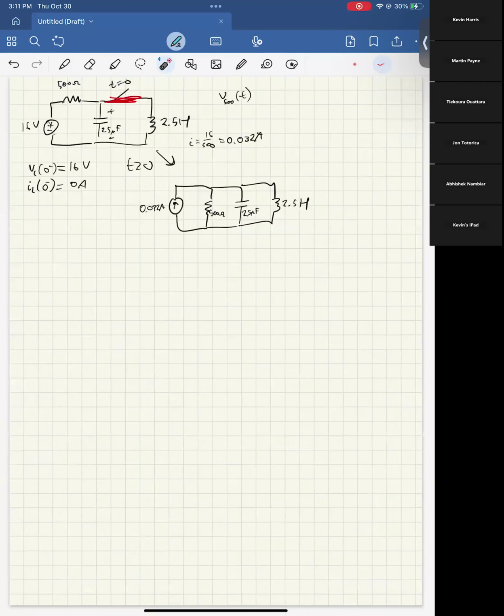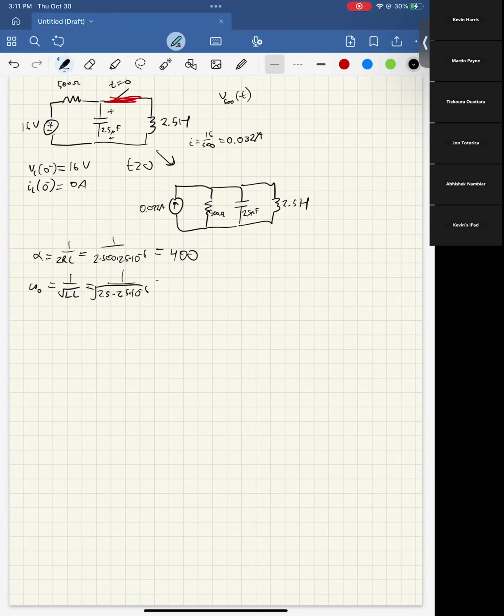So going back, our alpha for parallel is 1 over 2RC, which is 1 over 2 times 500 times 2.5 times 10 to the negative 6, which gets us 400. And our omega naught is 1 over the square root of LC, which is 1 over the square root of 2.5 times 2.5 times 10 to the negative 6, which also gets you 400. So this question has been designed very nicely so that alpha equals omega naught, which means we're using the critically damped equation. I did not spell that at all right.